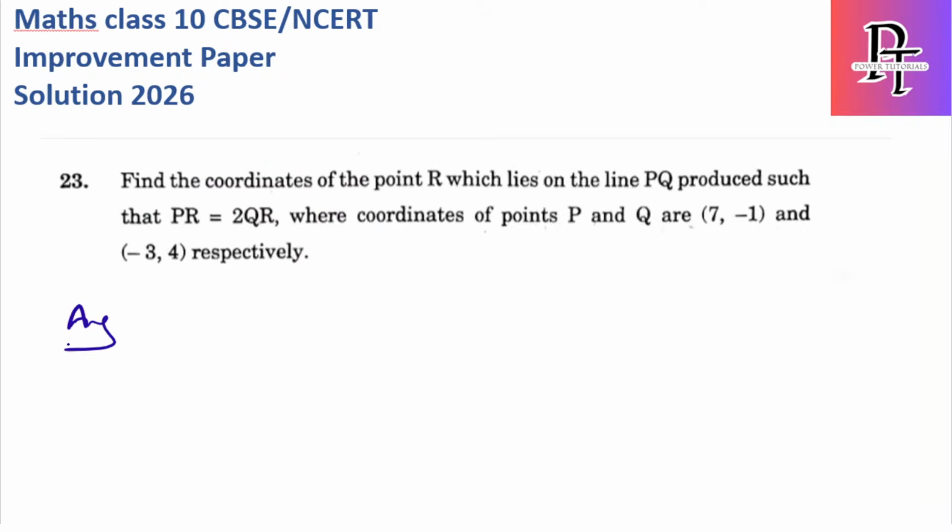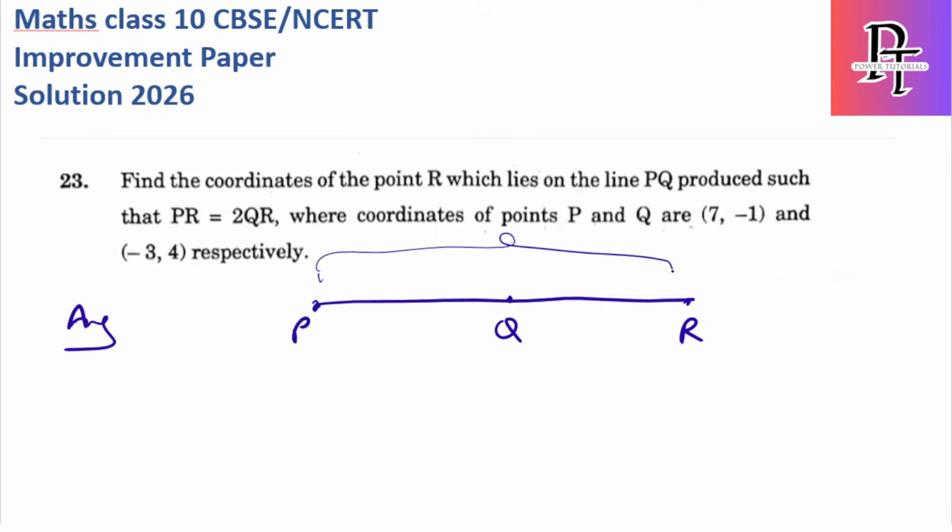23rd question. Find the coordinates of point R which lies on PQ produced such that PQ is equal to 2QR, where the coordinates of points P and Q are given respectively. So for this we have a line like this: P, Q and R. So saying PR, the entire length, is twice of QR. Then it's easy to understand that Q is the midpoint of PR.